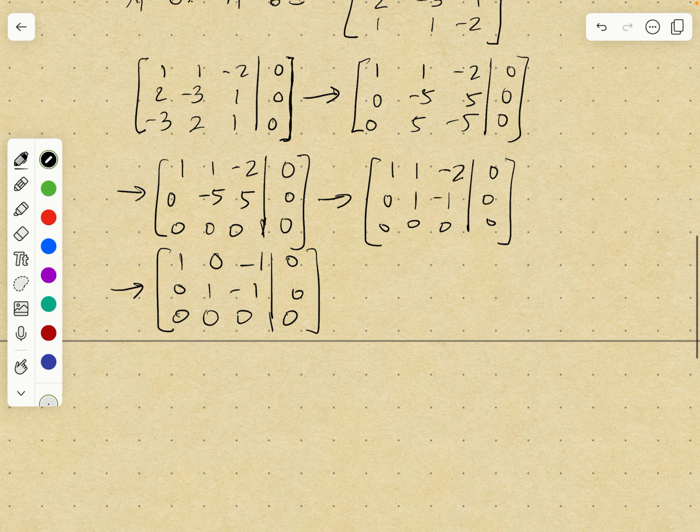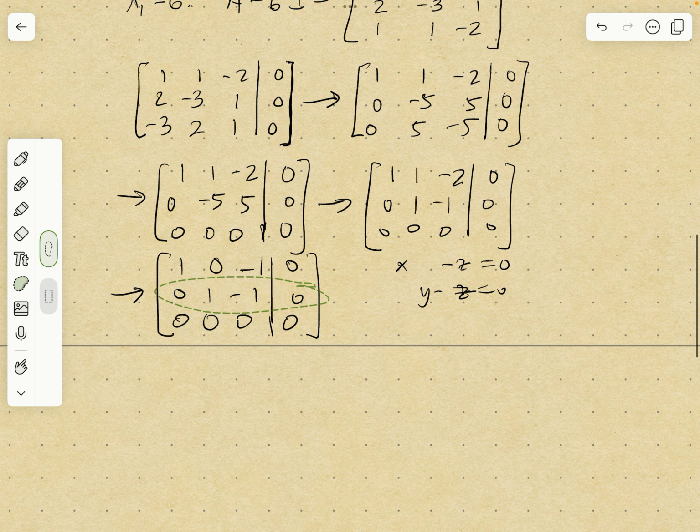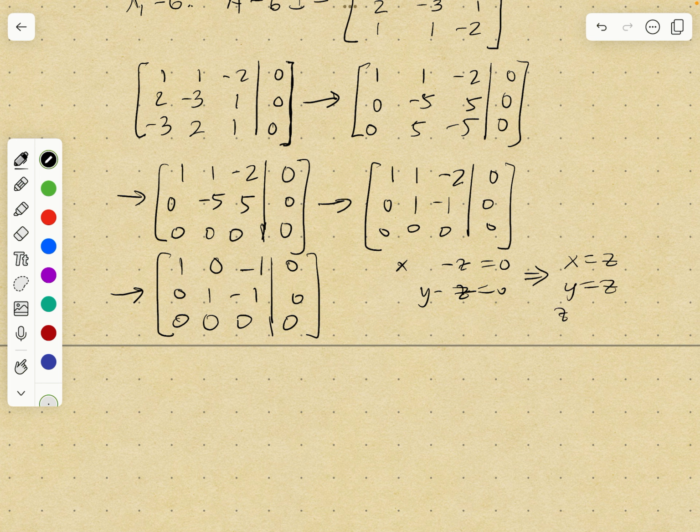And now we're ready to find the eigenvectors, so we write out the equation. Let's just use x, y, and z as the variables. So x minus z is 0, y minus z is 0, right? I'm getting that from these 2 rows. And so this tells me that x is equal to z, y is equal to z, and of course z is our free variable, z is equal to z. And so we get that the solution, x, y, z, is just z times 1, 1, 1.